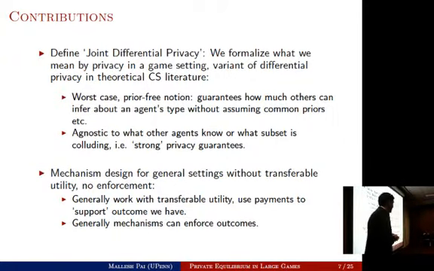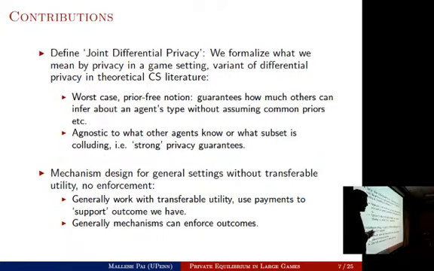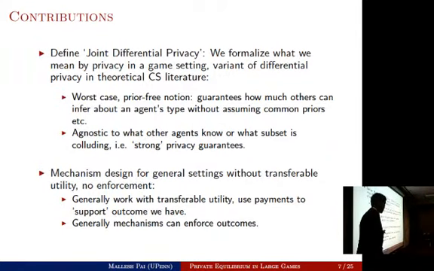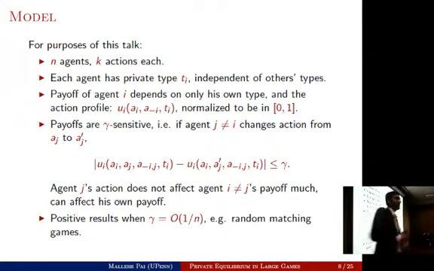Secondly, our mechanism design setting is one where there's no transferable utility and no enforcement. So the fact that we have positive results here is kind of surprising, because normally our mechanism design results are in transferable utility settings, where we use payments to support the outcome that we want. Here we can't do that. So we're working with a tougher setting. Any which way, that's the blah blah.